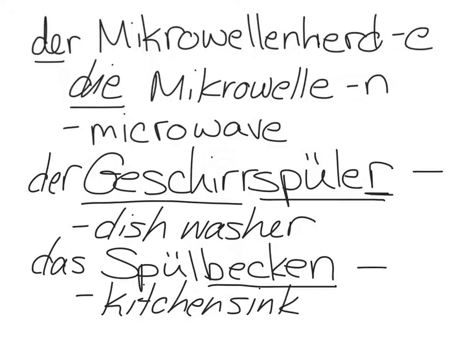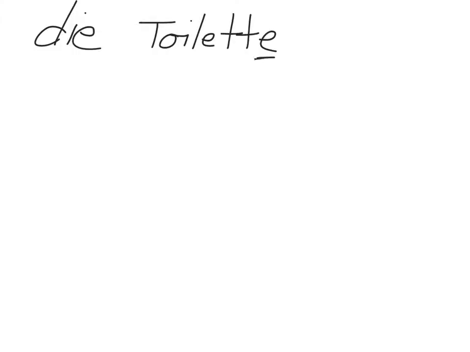Alright. Do you remember how to say toilet? Das... D. How to make a plural? Okay, we're going to write it then. Okay, so it ends in E, so it's probably D, and to make it plural, you add an N. Okay?